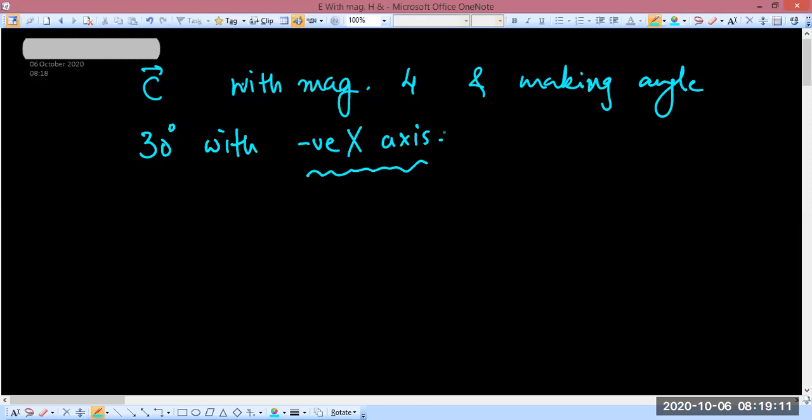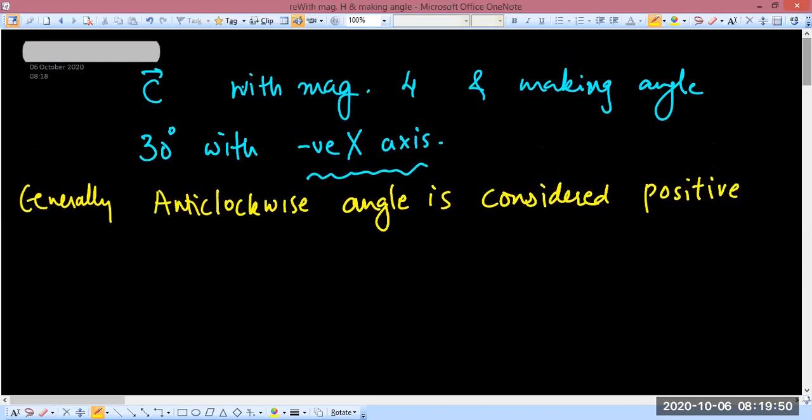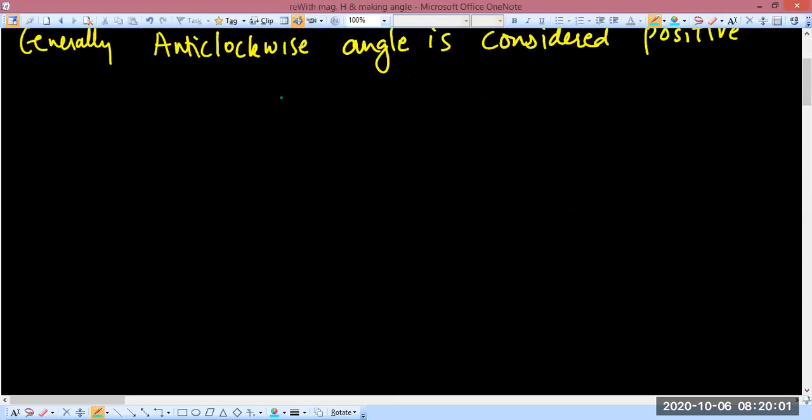So, and you know what? Typically, listen to this carefully. Generally, anti-clockwise angle is considered positive. Okay, generally anti-clockwise angle is considered positive. Math students might already be knowing this. You would have studied this in trigonometry in 11th standard. But for anyone who still did not get the meaning of this sentence, here is a drawing that will explain this. All right, so just look at the drawing. I'm sure you will understand it completely.